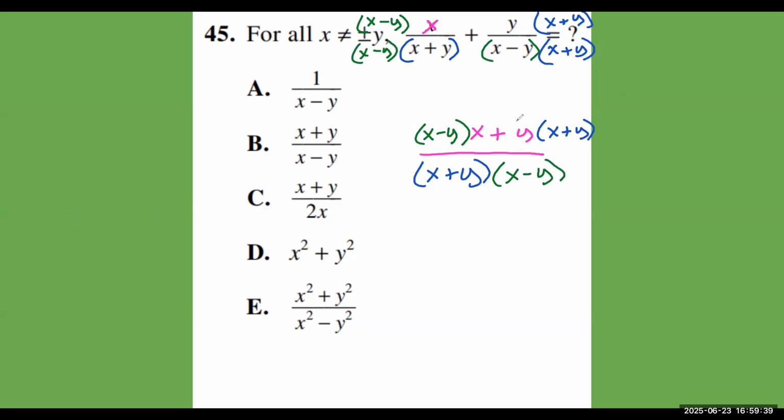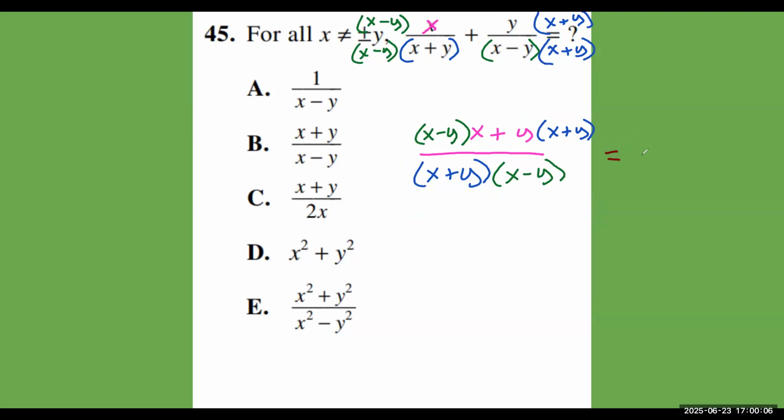Same thing if I think about it on the right side. If I took this part right here and I canceled out what matched because it made a 1, I would be left with y over x minus y, which is what was on the right of the original question. So some of you are like, well, Miss Johnson, why did we even add all that extra stuff? Because now we can do the math.